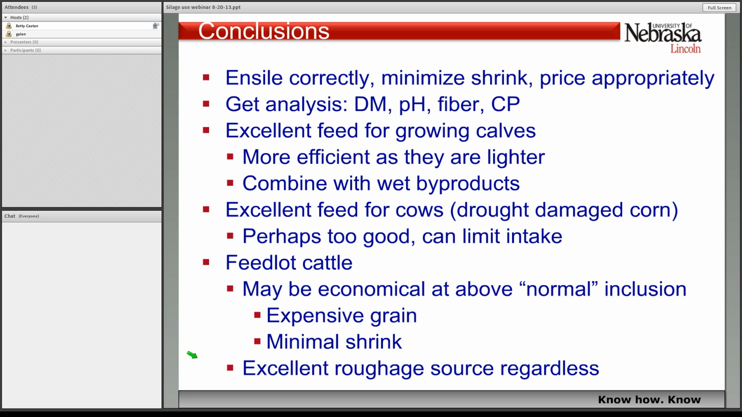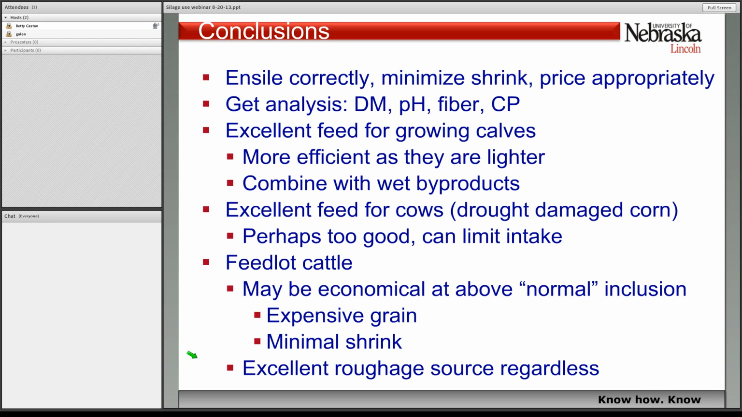We think it's an excellent feed for growing calves. Those cattle are more efficient because they're growing at lighter weights. They're not more efficient just because of the silage. It's really related to what size they are when they're in the growing program and what weather does and what time of year you're doing it. But clearly, silage is a good feed for growing cattle once they're adapted to it. And combining it with wet byproducts like we have in the state is even better. And so that's something to consider. It's an excellent feed for cows, probably too good, but again, you can limit their intake of it. And it's also an opportunity to utilize corn acres that may not yield on the grain side.